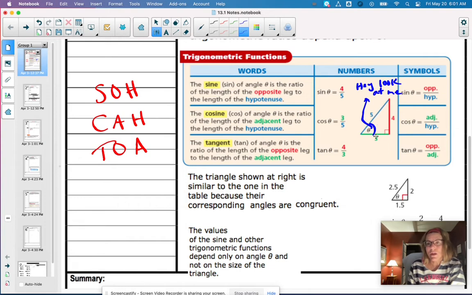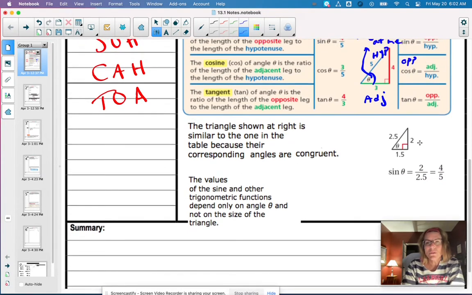So if I look at this triangle right now, the 4 over here, that's opposite the "hey, look at me" angle, opposite. The 5, that's the hypotenuse because it's opposite the 90-degree. And the adjacent, I call it the one that's touching the side with the "hey, look at me" angle. I know the 5 is touching too, but that's the hypotenuse because it's opposite the 90-degree angle. And then we just do the ratios and reduce them.